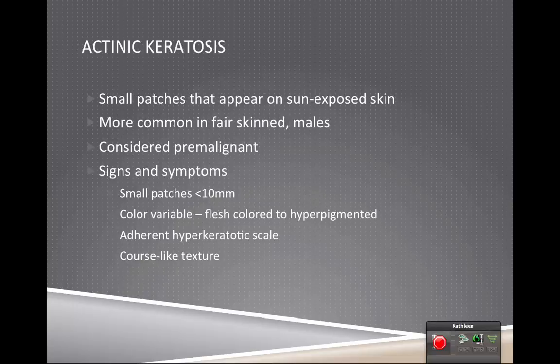Actinic keratosis are small patches that appear on sun-exposed skin, more common in fair-skinned males, considered pre-malignant. Signs and symptoms are small patches less than 10 millimeters. Color is variable, flesh-colored to hyperpigmented. You have adherent hyperkeratotic scale, coarse-like texture.